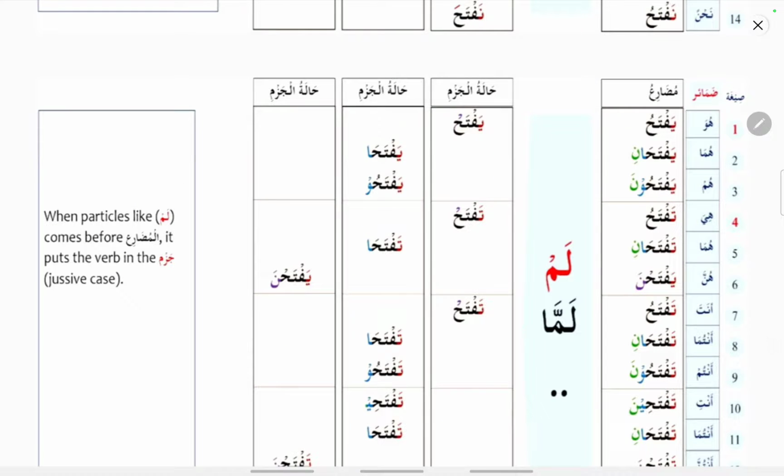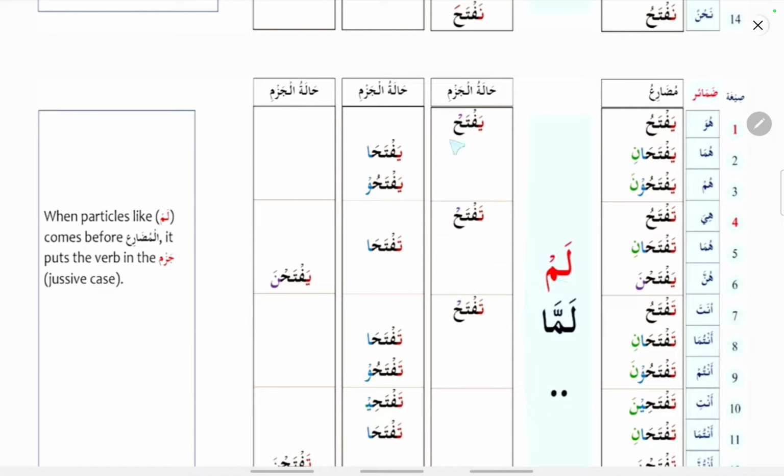Now coming to the majzoom state. Similarly, here you can see this is in the marfu state, that is noon is present and dhamma is in the singular form, and in the dual form and the plural form noon is present, that is in the marfu state. Now coming to the majzoom state, similar to mansoob, these particles will come before the verb form and they will cause the majzoom state.